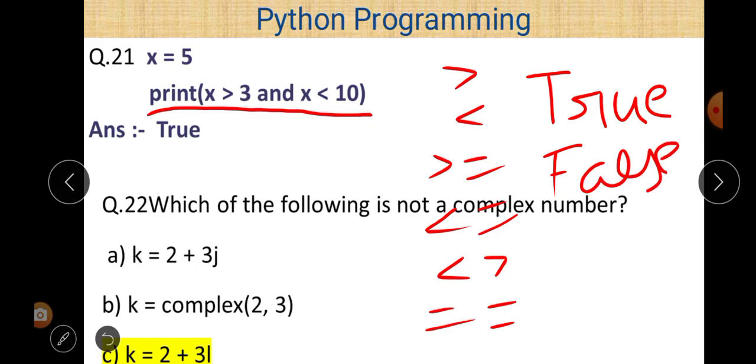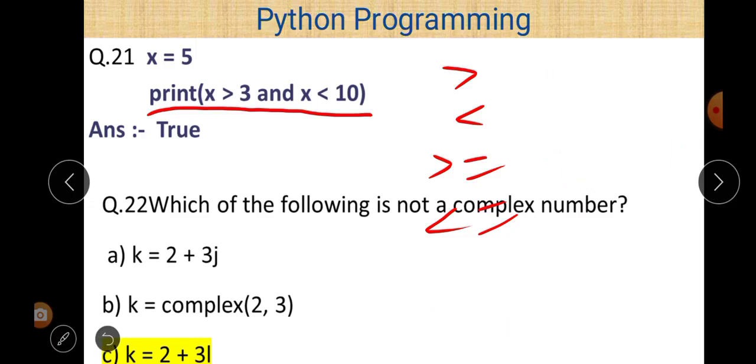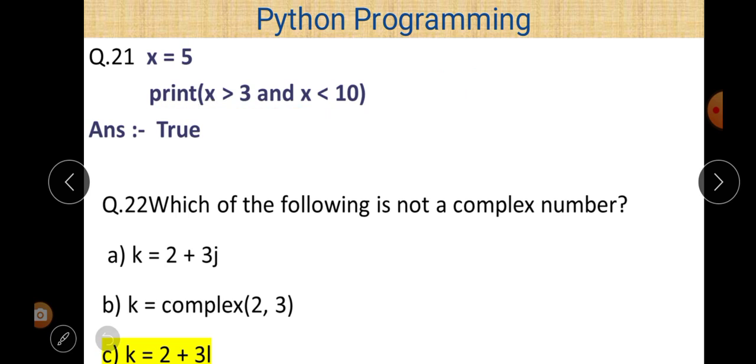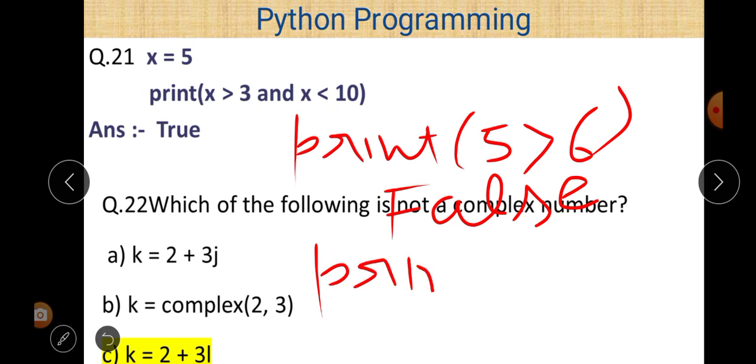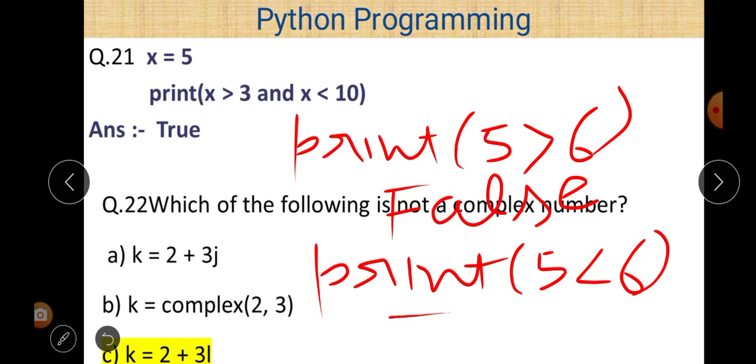Okay, always in terms of true and false. For example, if we just write print 5 is greater than 6, then our answer is false. And if we write print 5 is less than 6, our answer is true. The true will be printed on a screen. Okay, so first thing, I think it is clear to all of you.